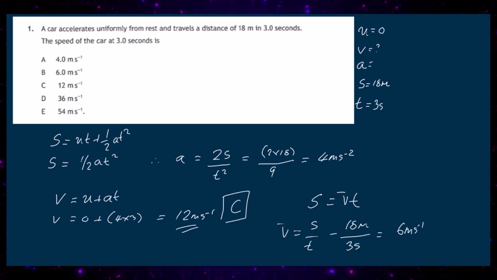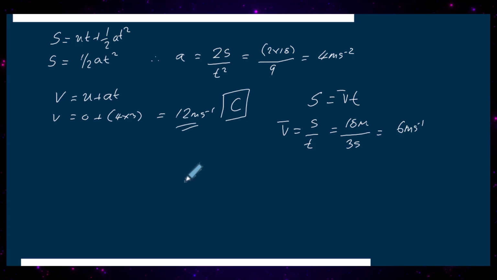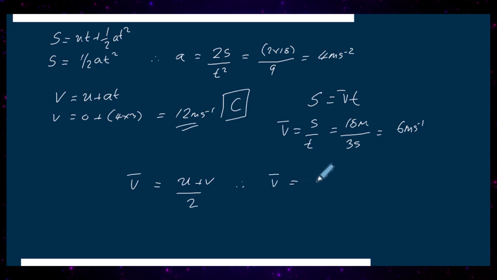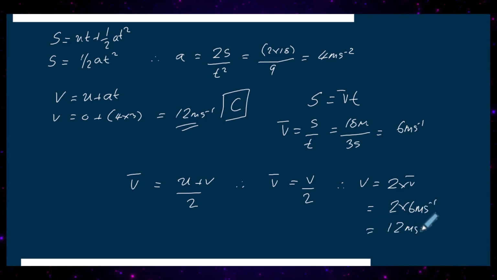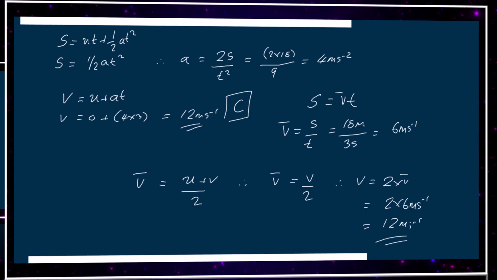But what is the average velocity formula again? Well, the average velocity we can say is equal to the initial velocity plus the final velocity divided by 2. And therefore we can say that the average velocity is equal to just simply v divided by 2, since the initial velocity must be equal to 0. And therefore the final velocity v is just really twice the average velocity, which is going to be equal to 2 times 6 metres per second, and we get the same answer. We get an answer of 12 metres per second. No matter which way we do it, we get an answer of 12 metres per second.